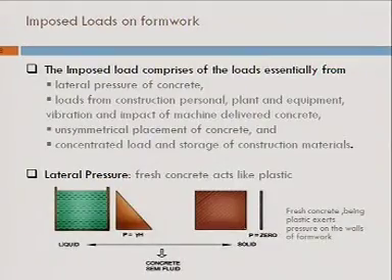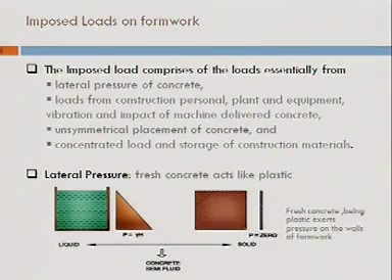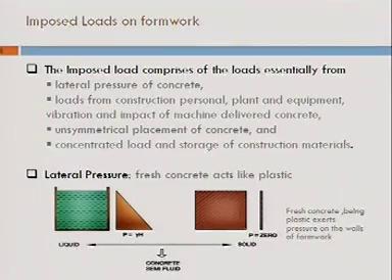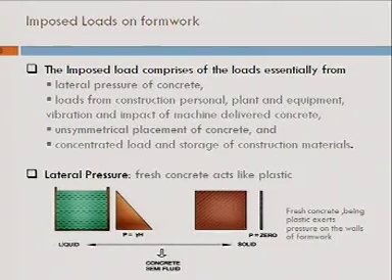Now, the imposed load basically has 4 main types of loads. The first one is the lateral pressure. We will spend more time on this because for permanent structure design you may not have been exposed to this aspect. This is typical to formwork design, very commonly used in case of formwork design.